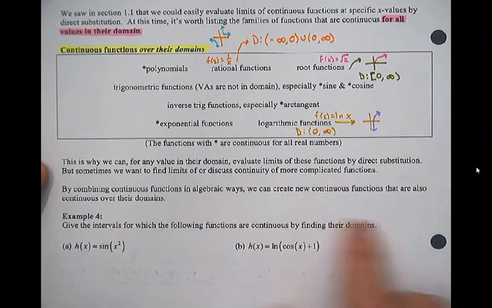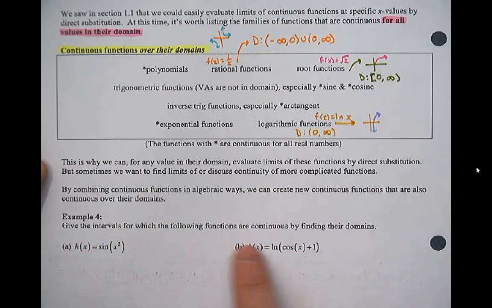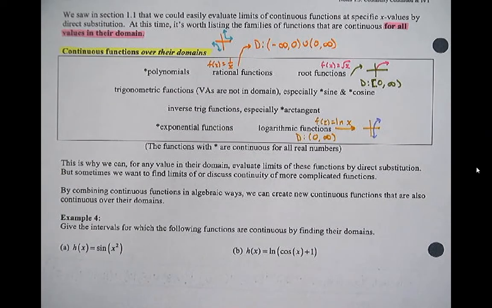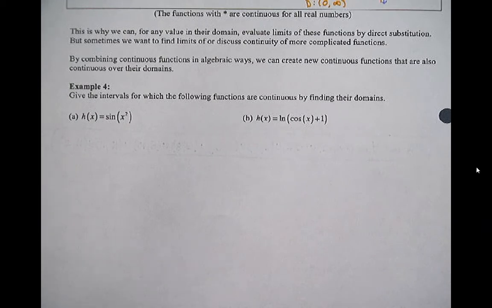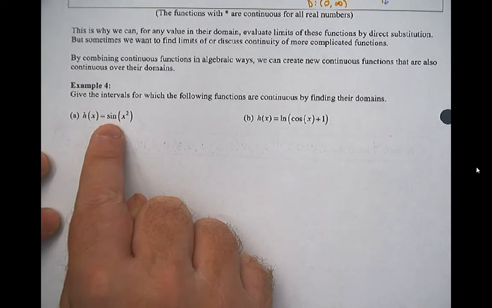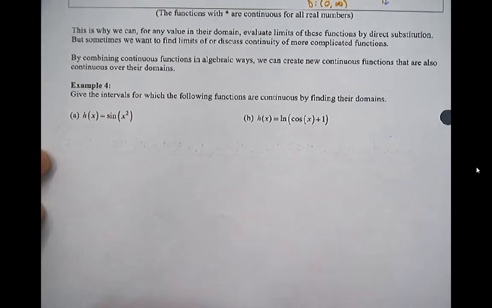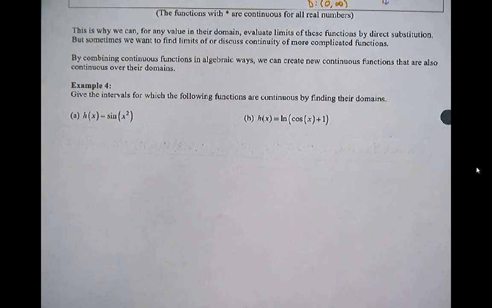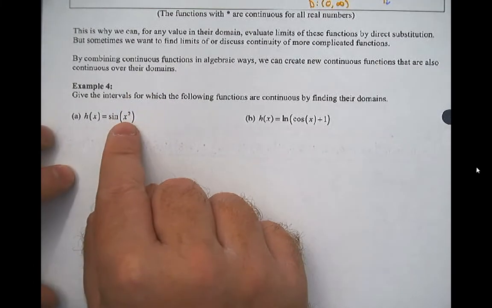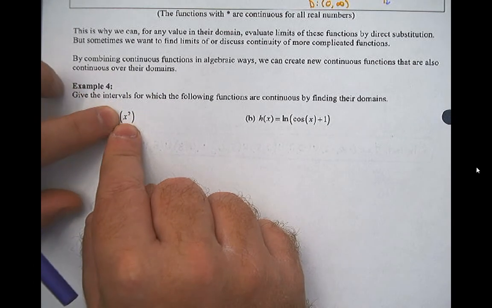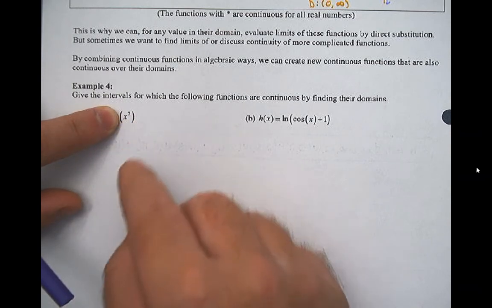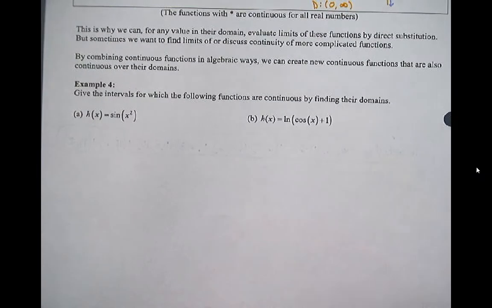Okay, so give the intervals for which the following functions are continuous by finding their domain. Basically what I do to prove this is pretty straightforward. Look at the functions and try to prove their continuity individually. For instance, is sine of something, pretend that's not x squared, just something, is that a continuous function? Yeah, it's one of our trig functions. Sine is continuous. What about x squared? Yeah, x squared is a polynomial, therefore it's continuous.